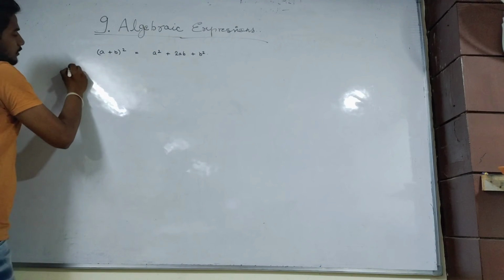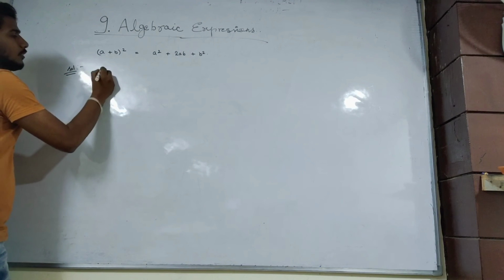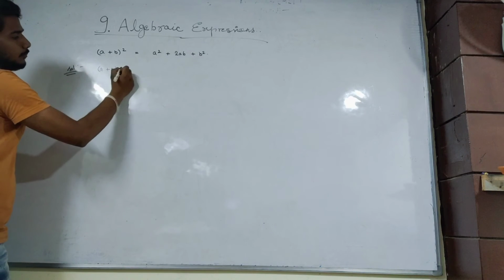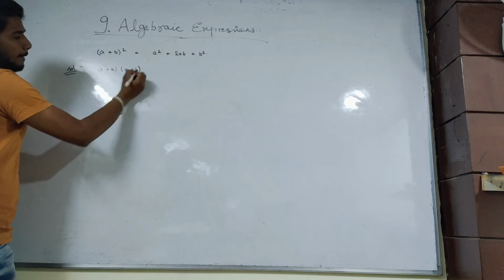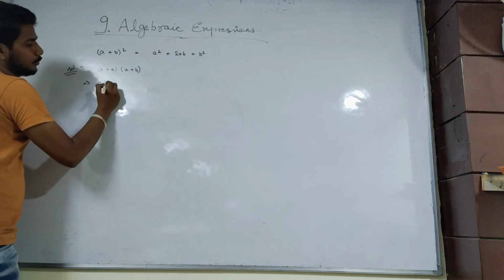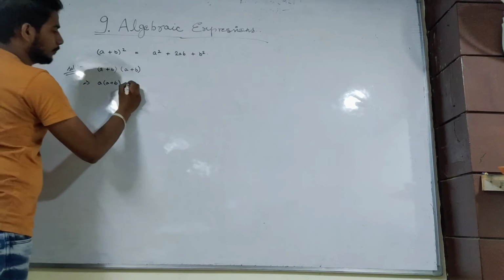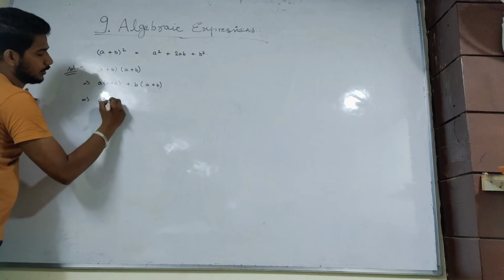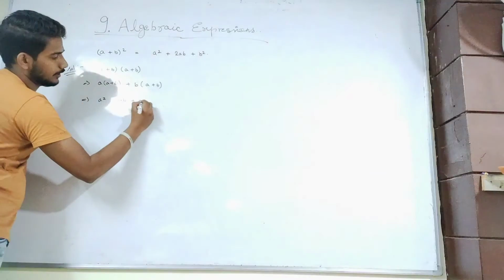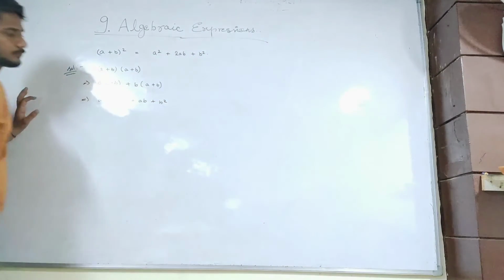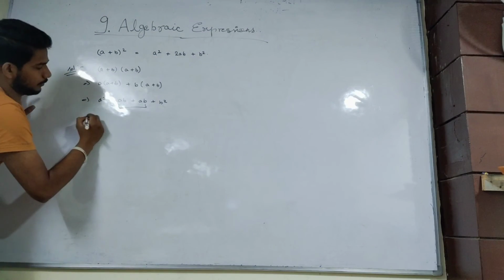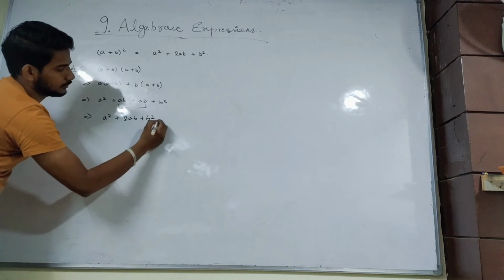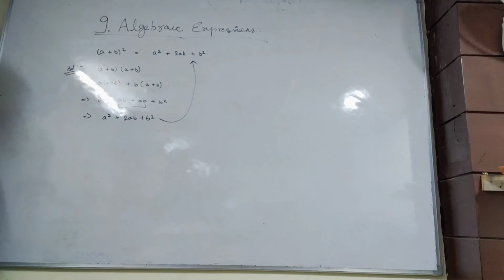The solution of this is a plus b bracket a plus b, a into a plus b plus b into a plus b. It will be a square plus ab plus ab plus b square. These two terms will be added. It will be a square plus 2ab plus b square. We came here from here.